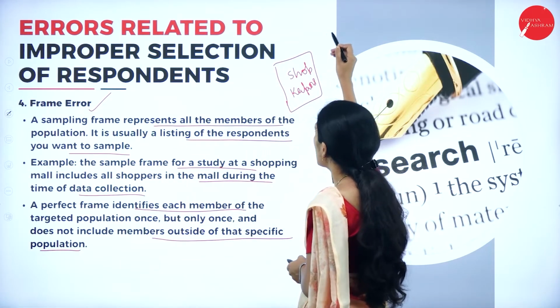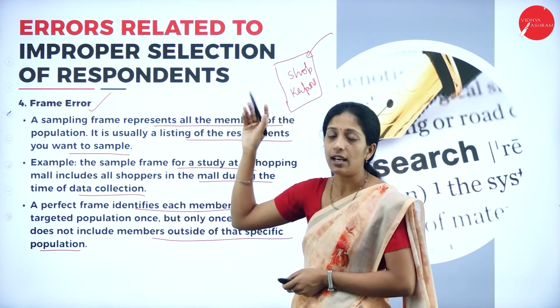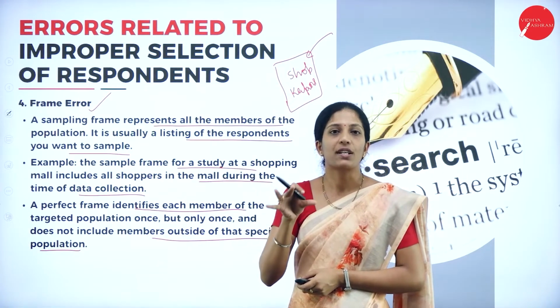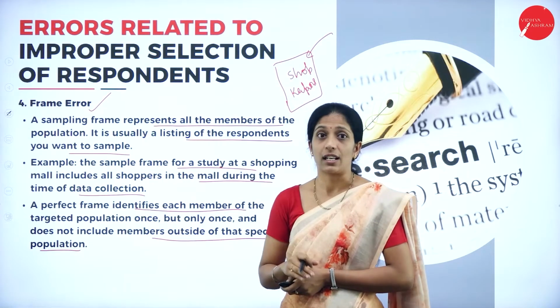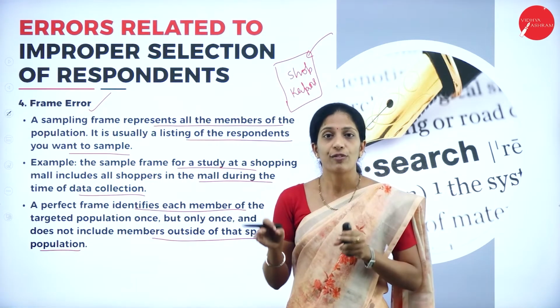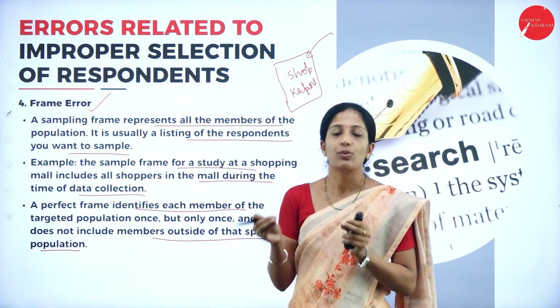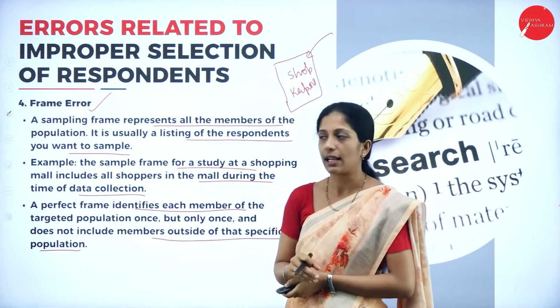Here I have told you any of the outsiders cannot enter, only the shopkeepers of that particular mall will be confined. That is known as what? Frame error. So here a framework will be made within which the activities have to take place.